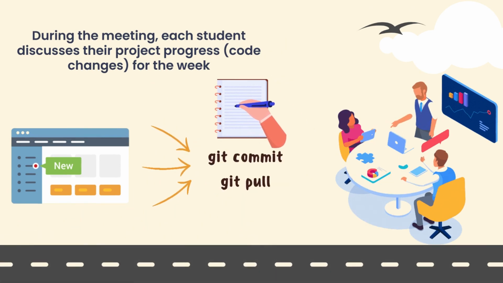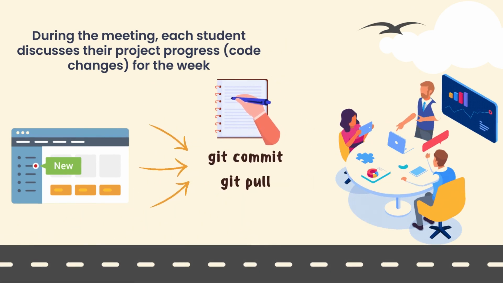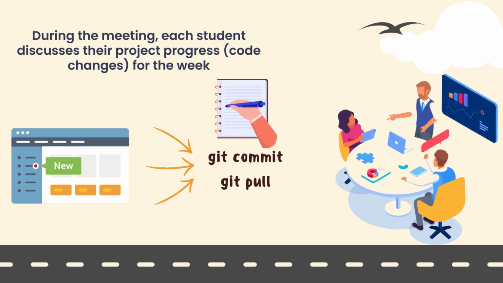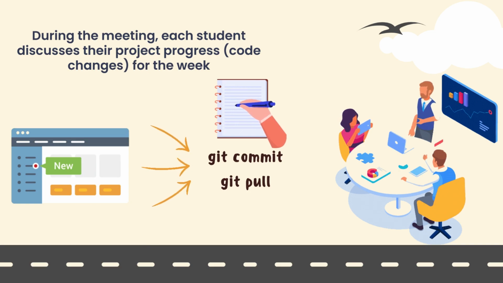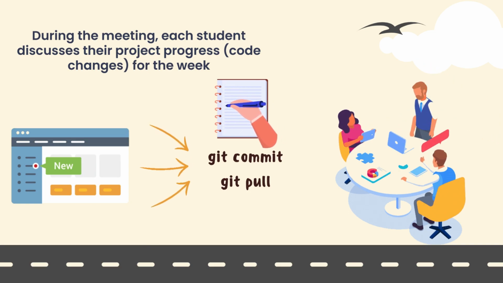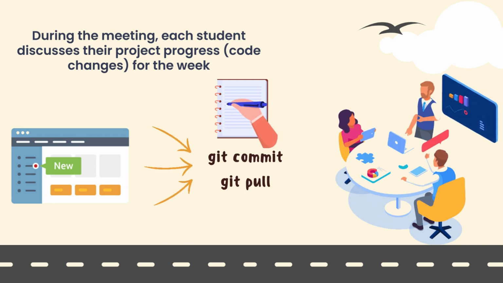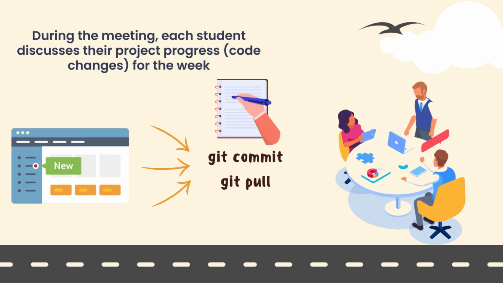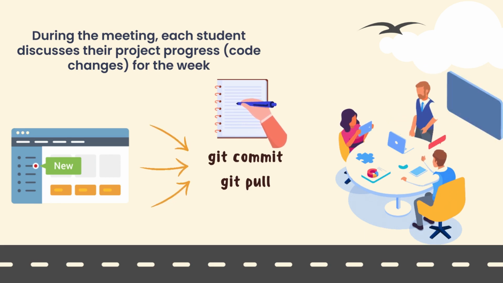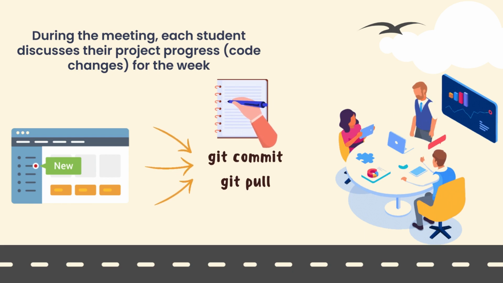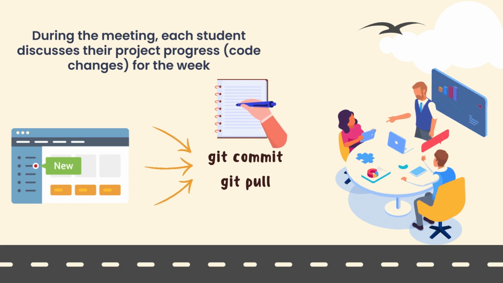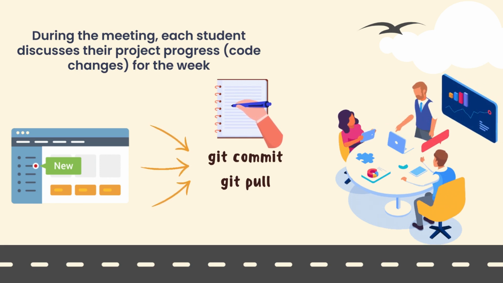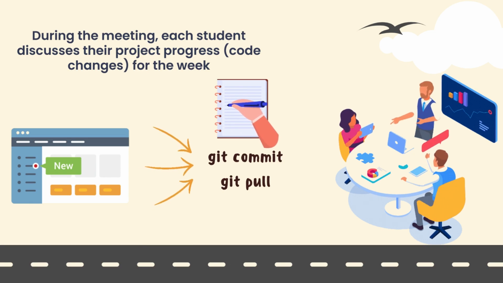Minutes, Git commit. After the discussion, someone takes notes, a Git commit, summarizing what was discussed and decided. It's like committing changes to the Git repository, documenting the progress made during the meeting. Shared information, Git pull. Once the meeting is over, everyone updates their own notes, their code base, by pulling these changes from the shared document, Git pull. This ensures that everyone is working with the latest information.